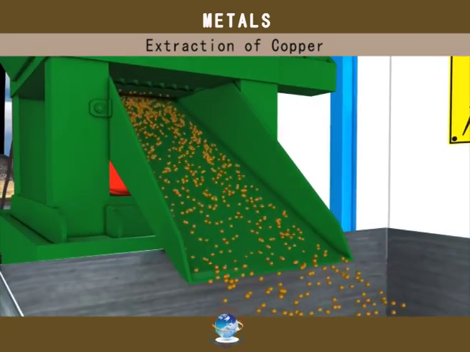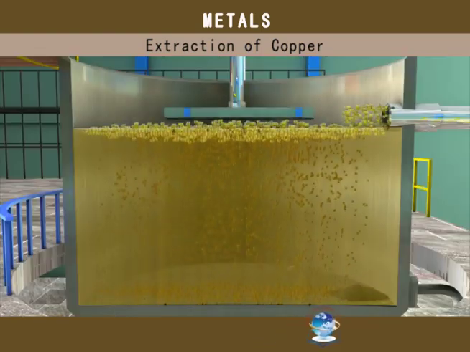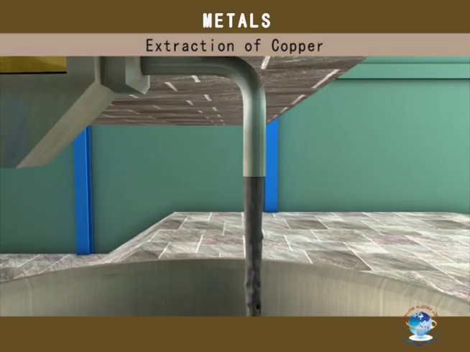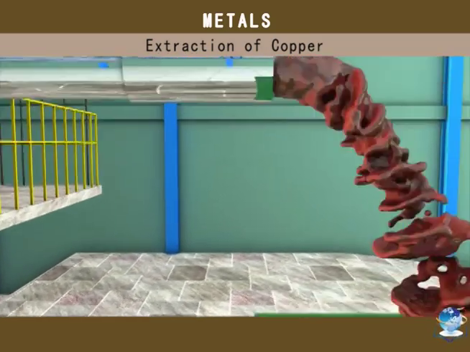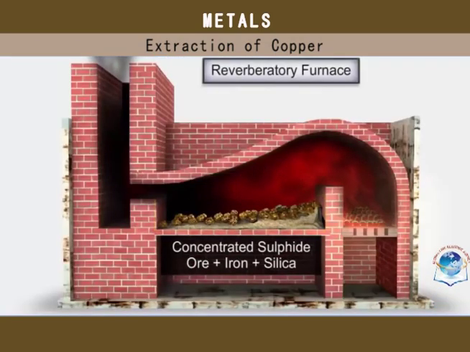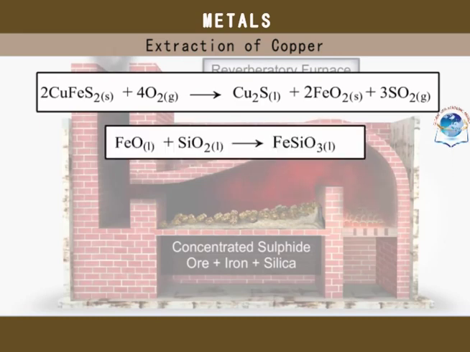The ore is first crushed into a fine powder and then concentrated by froth flotation. The concentrated ore containing iron as an impurity is roasted in a reverberatory furnace in limited air supply to obtain copper(I) sulfide and iron(II) oxide. Silica is also added in the mixture and reacts with iron(II) oxide to form iron(II) silicate, which separates out as slag.